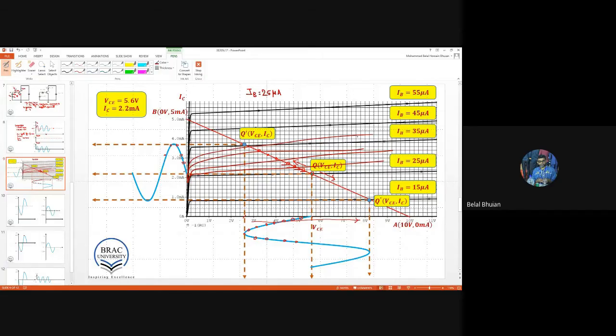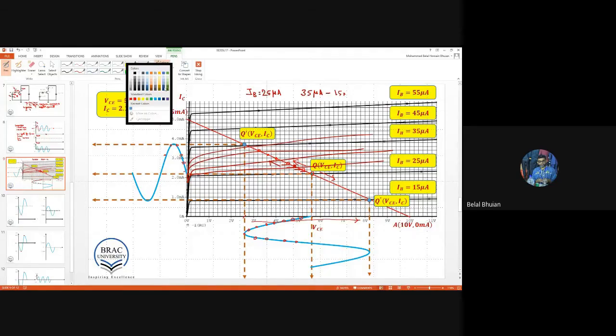So now that this load line is intersecting many IV characteristics for different values of IB, and we already learned that IB is fluctuating between 35 microampere and 15 microampere, from each Q point we get two values: one is VCE, one is IC. As the base current is changing, the Q point is going up.